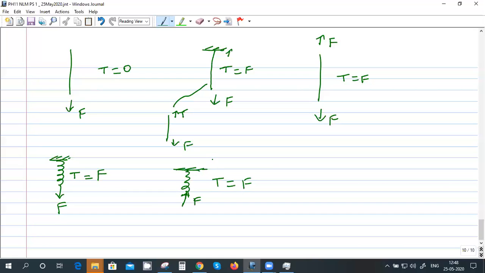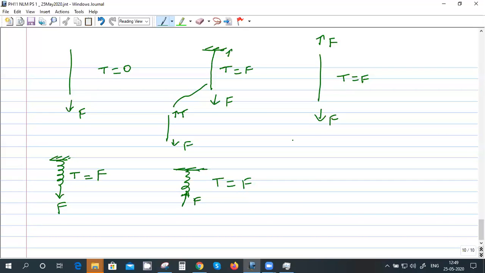The spring force is always K into X, where X is the change in the length. If X is an elongation, the force is the same. If X is a compression, then also the force is the same. Only the direction of the tension force will be different. In the first case the direction of the tension force is to compress the spring. In the second, the direction of the tension force is to bring the spring back to its original position.